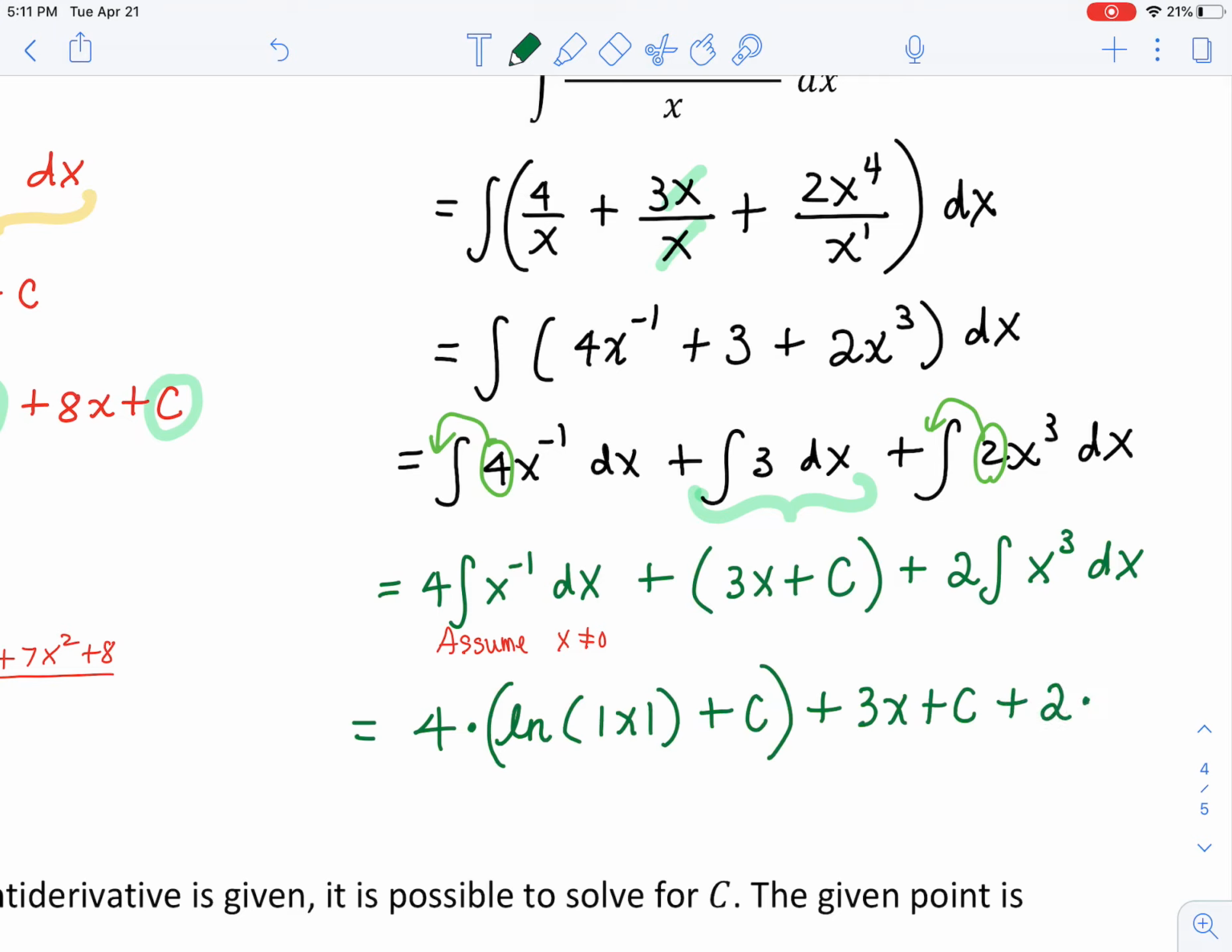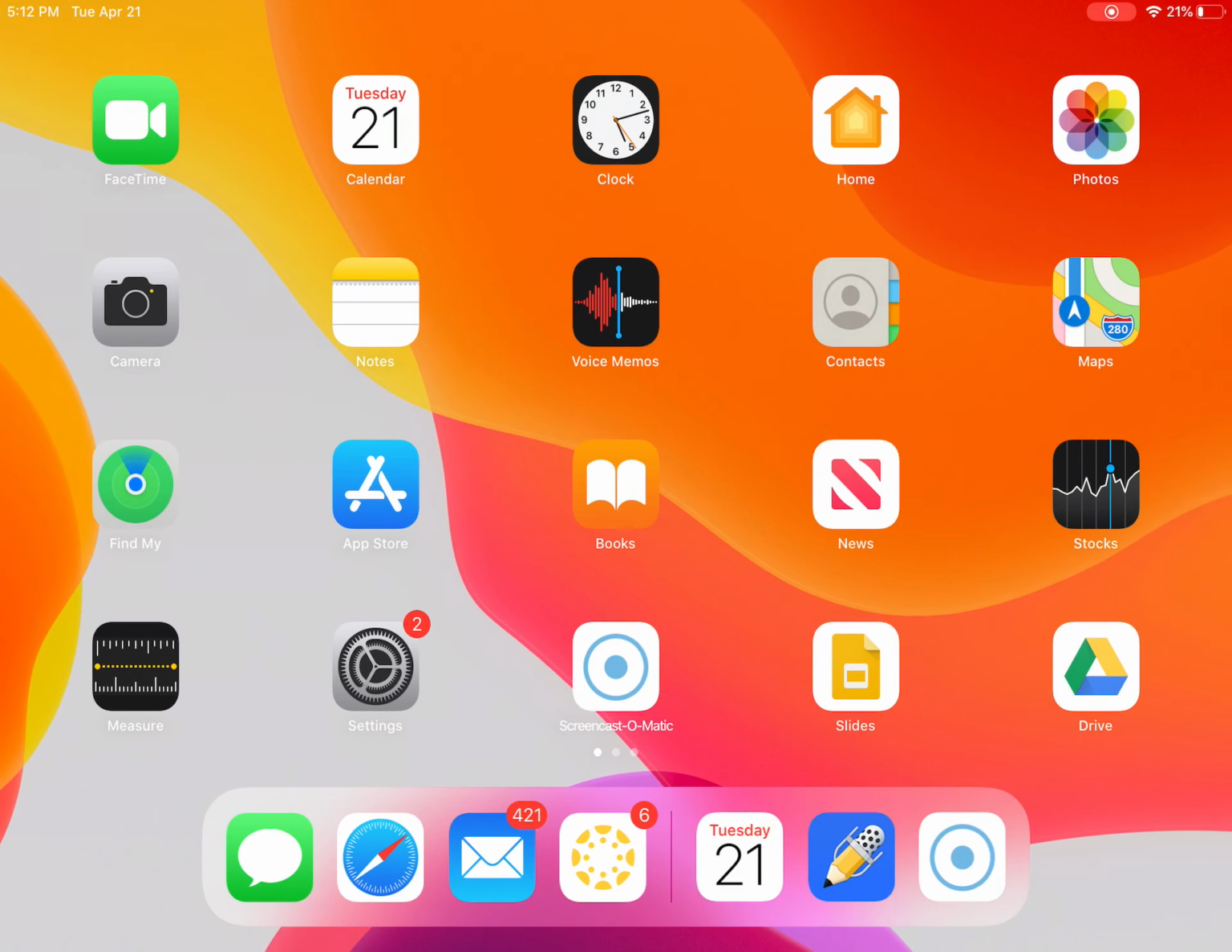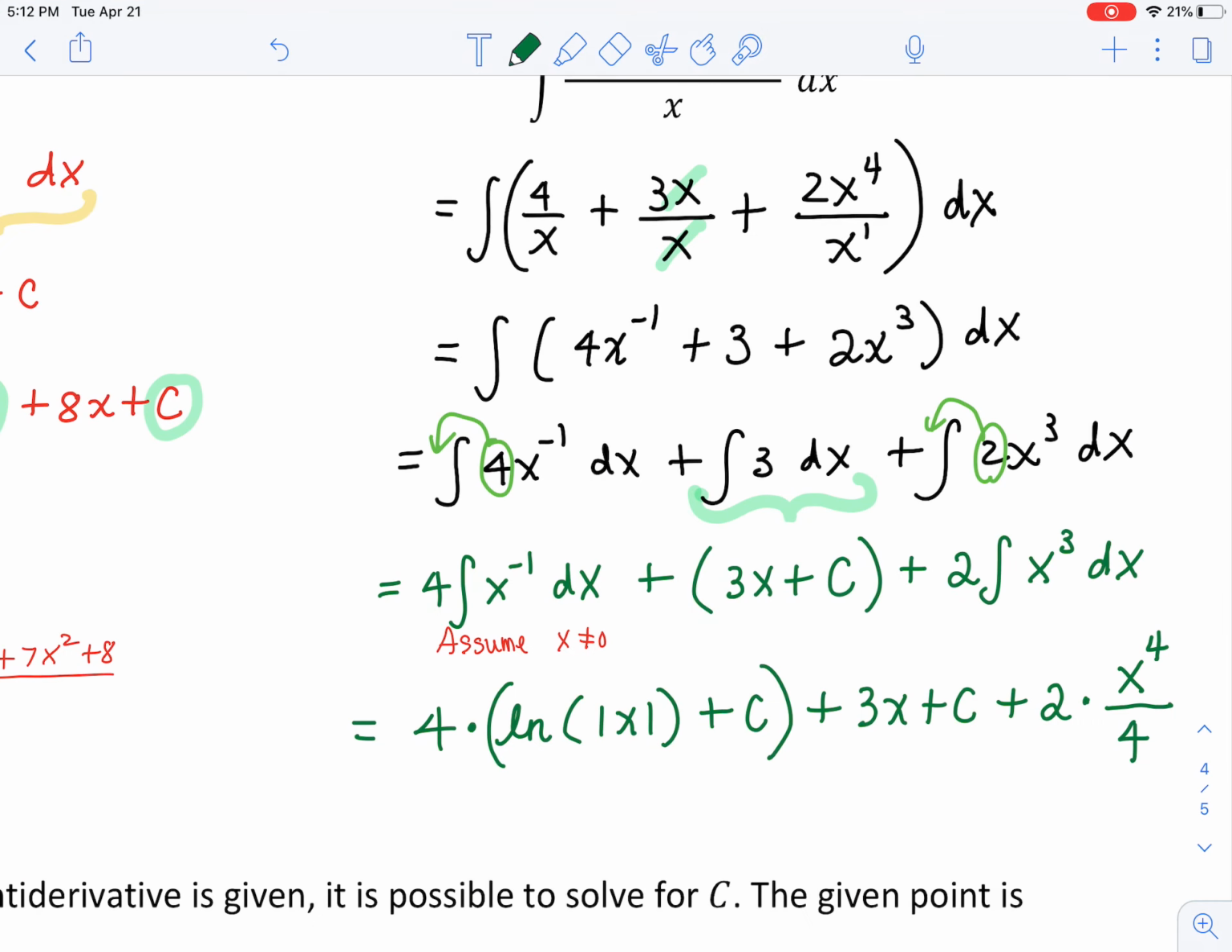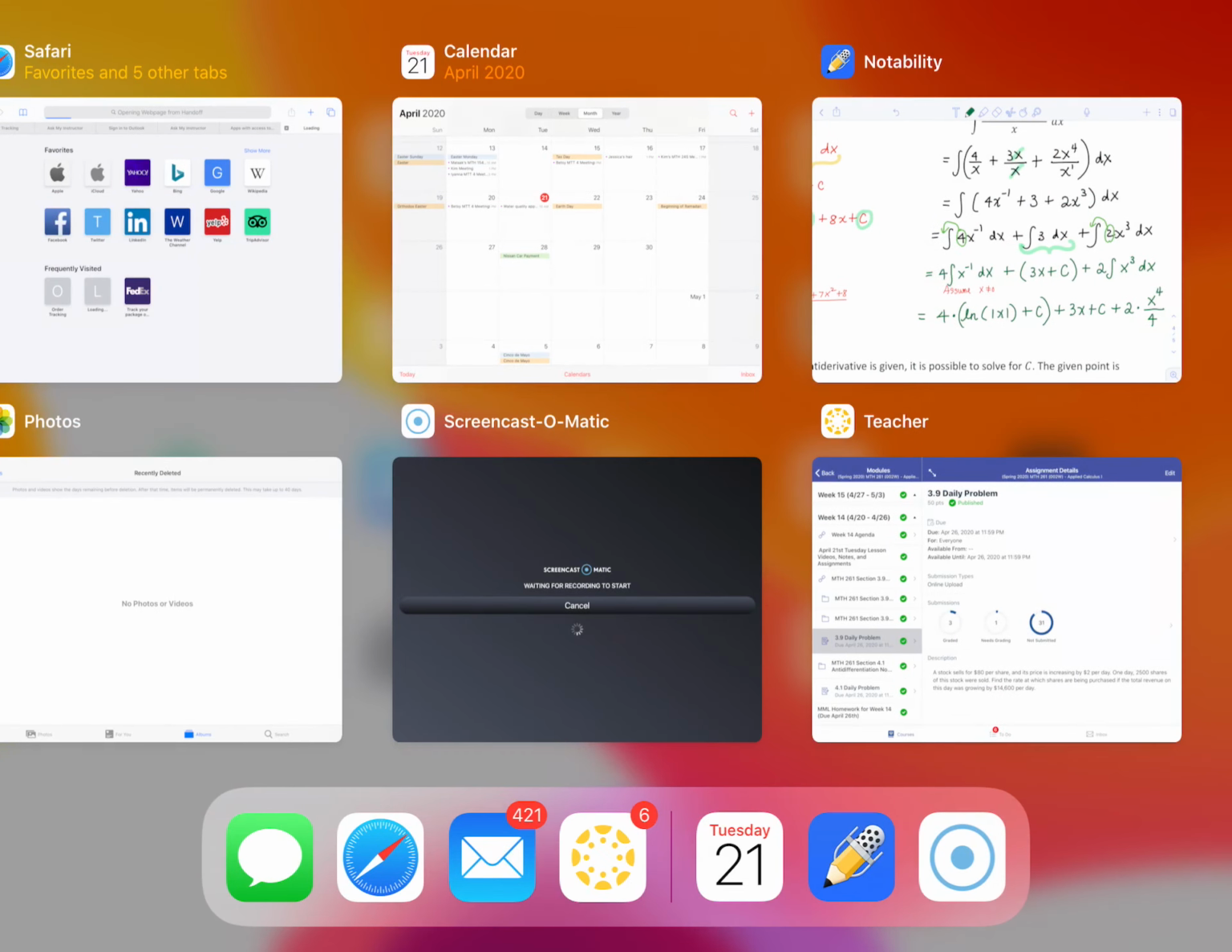But let me keep going. Plus 3x plus c. And then the last one, we have to apply the power rule over here for the last one, right? That's going to be plus 2 times, my highlighter's not clicking. Oh no, my functions are all dead. I don't know what's going on. Let's see. Okay, I just have to go on now. X to the what power? X to the 4th power, because I went up by 1, divided by the new power of 4. And don't forget to put plus c, right?